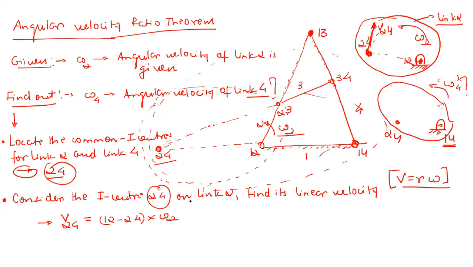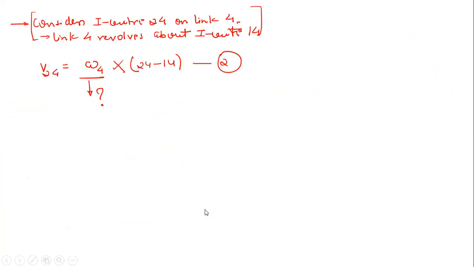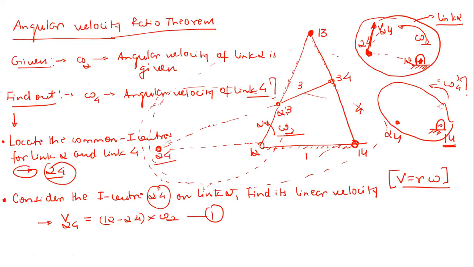So this is our equation 2. This is our equation 1. Now just tell me, I tried to find out the linear velocity of this point 24 by imagining it one time on link 2, another time on link 4. Now in both the cases, in equation 1 and 2, is the linear velocity of this point 24 going to remain the same? So will this V24 be the same? If we calculate V24 from equation 1 and from equation 2, are they going to be equal?